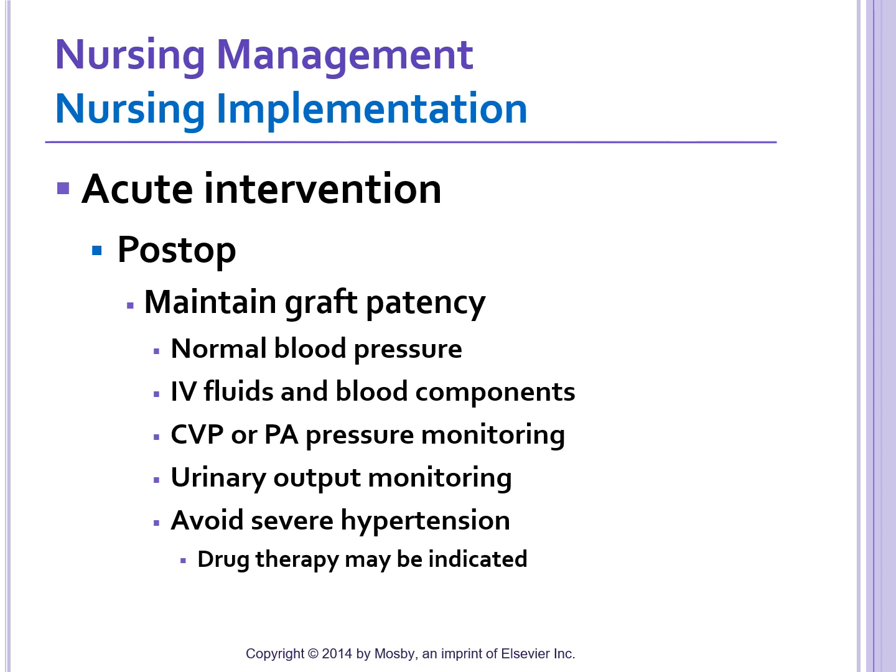To maintain graft patency, it's really important to have normal blood pressure. If the blood pressure is too low, that graft can wind up failing if we're not perfusing it. And obviously, if blood pressure is too high, that graft can migrate, it can tear, and other problems can happen. So it's really important to maintain normal blood pressure. It's not uncommon for there to be several medications ordered in case somebody is hypertensive.